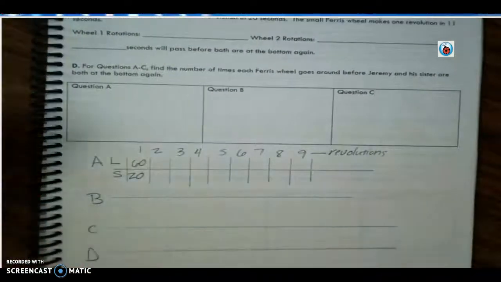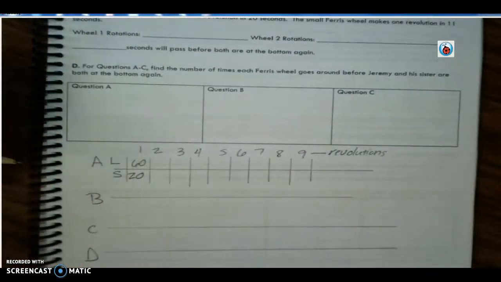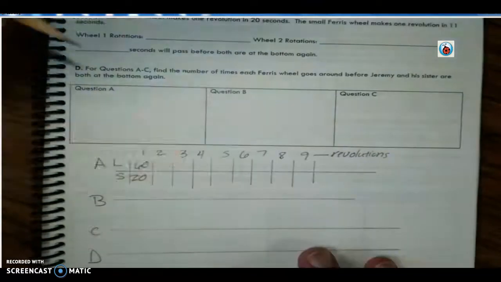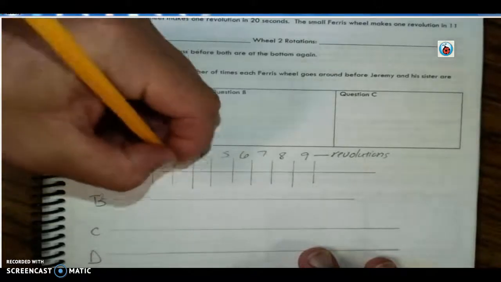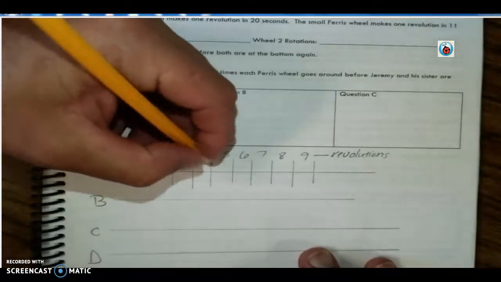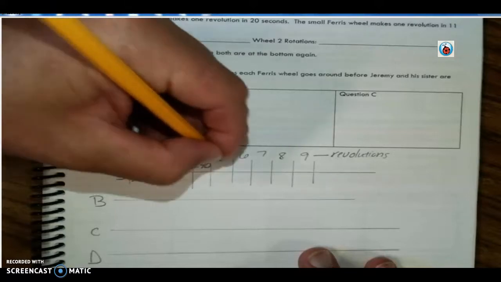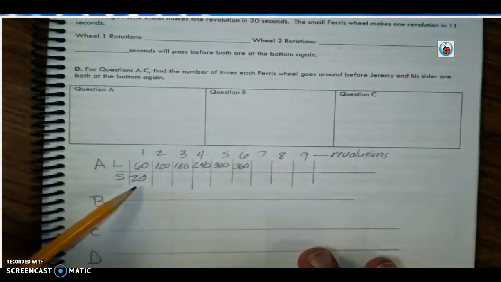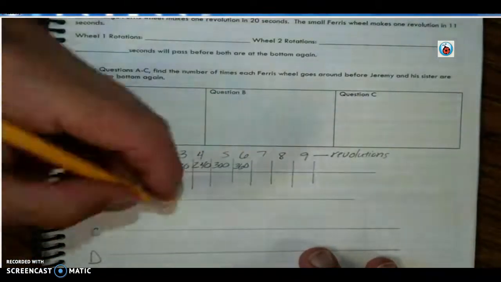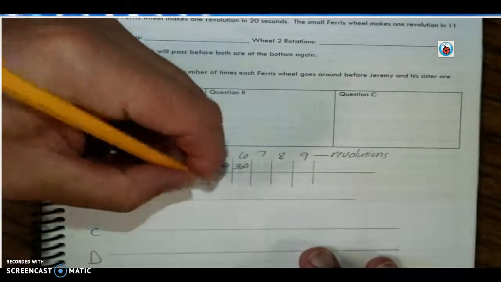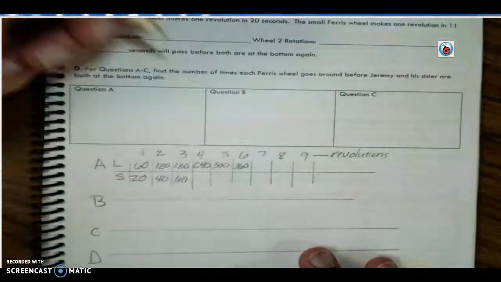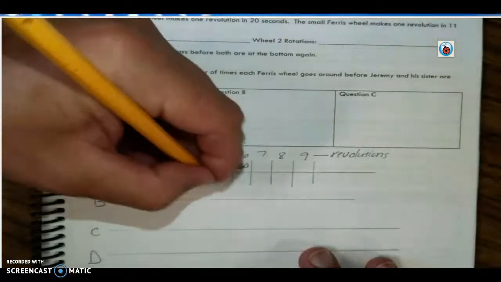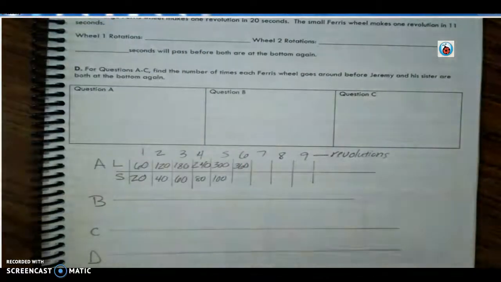Okay, and now I'm just going to skip count by these numbers. I'm going to start with 60. So it's 60, 120, 180, 240, right? 300, 360. I'm going to stop there because I can see already that this 20 is going to work out. So I'm going to skip count by 20s now. So it'll be 20, 40, 60, you see it, right? 80, 100. So we can stop right there.